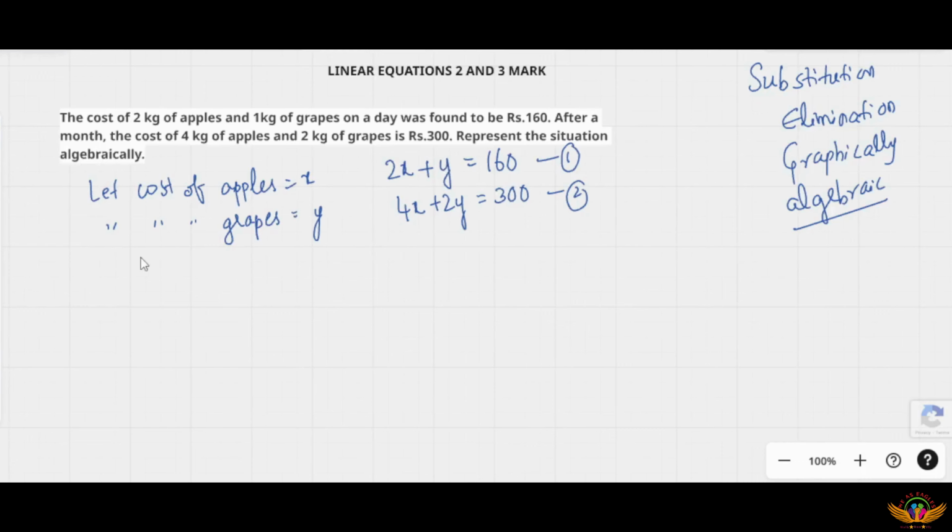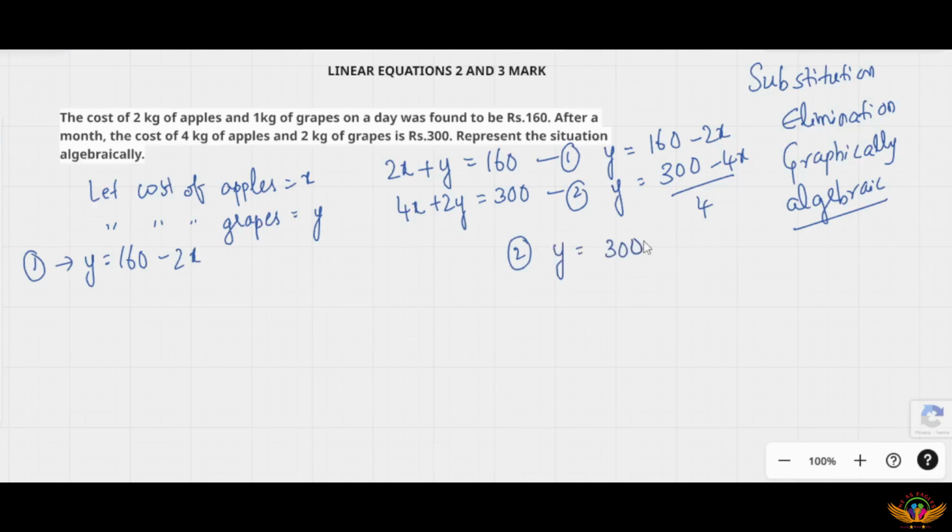The first step: from the first equation, what is the y value? Y is equal to 160 minus 2x. And from the second equation, y will be equal to (300 minus 4x) divided by 2. Now take a tabular column for the first equation. I am writing here y equals 160 minus 2x. Here we will draw a table, and here also we will draw a table for the second equation.